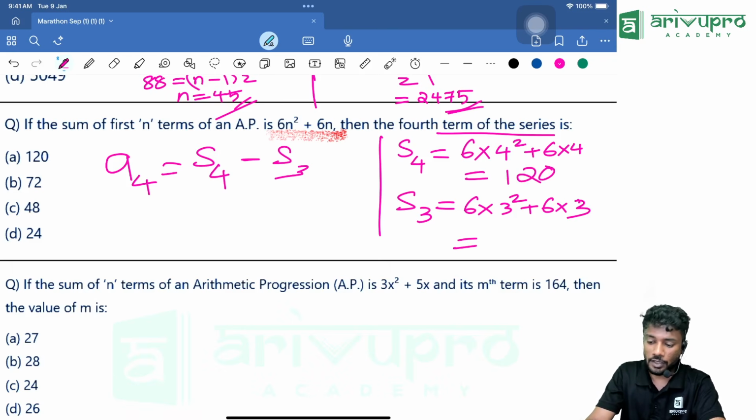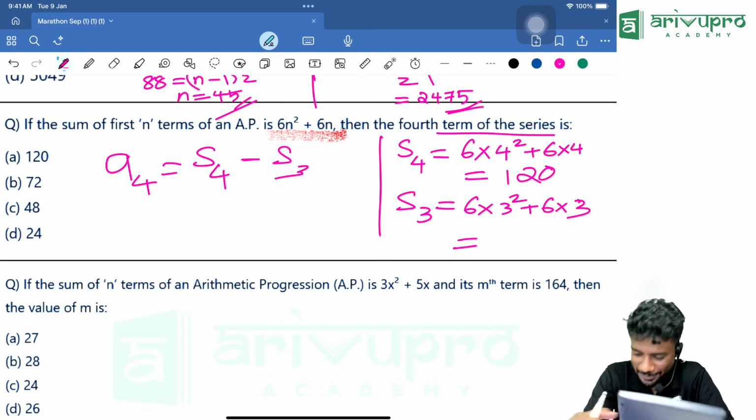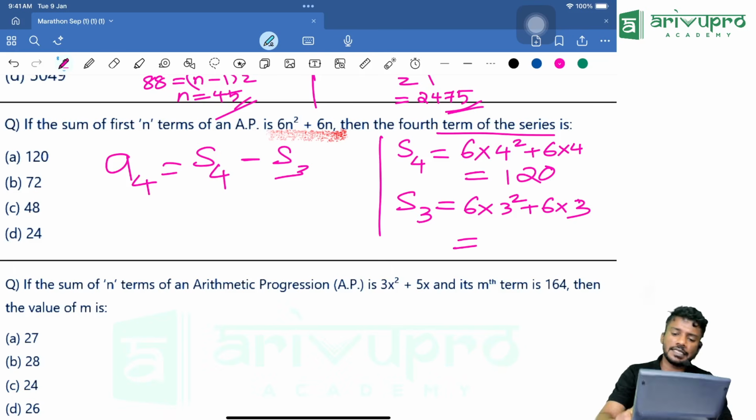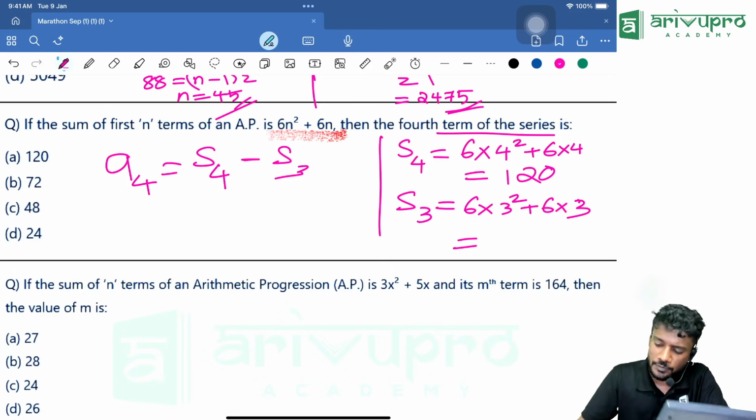S4 is 120. Okay, should I use the calculator? I am depending on you guys. Yes? No, I'll do that. Yes. 4 into equal to, then multiply it with 6, M plus, then 6 into 4, M plus, MRC, you are getting it as 120. Then this one is how much now?